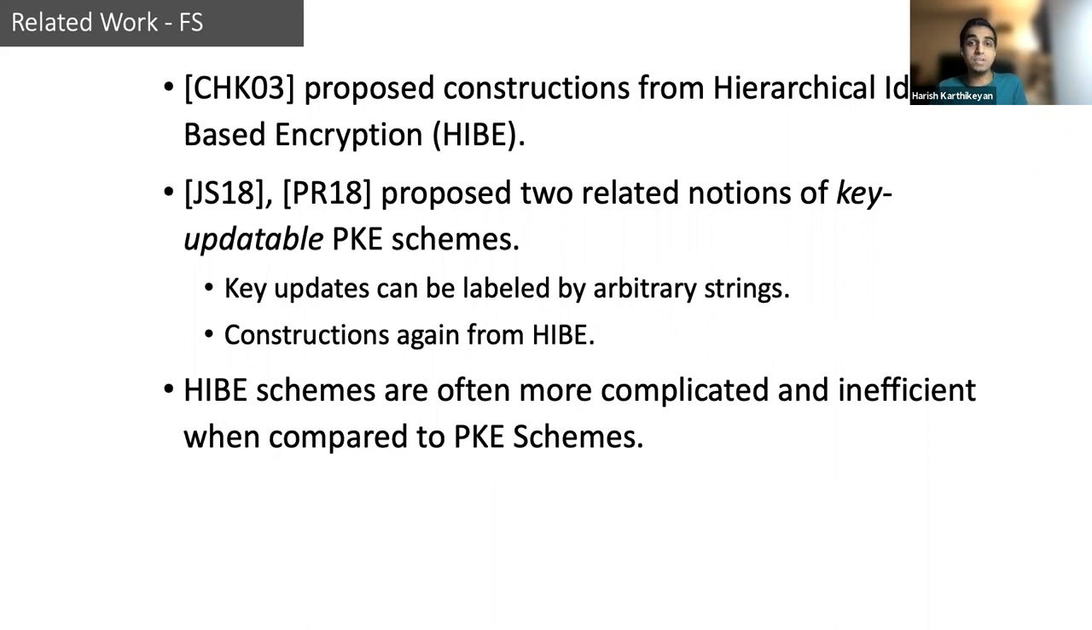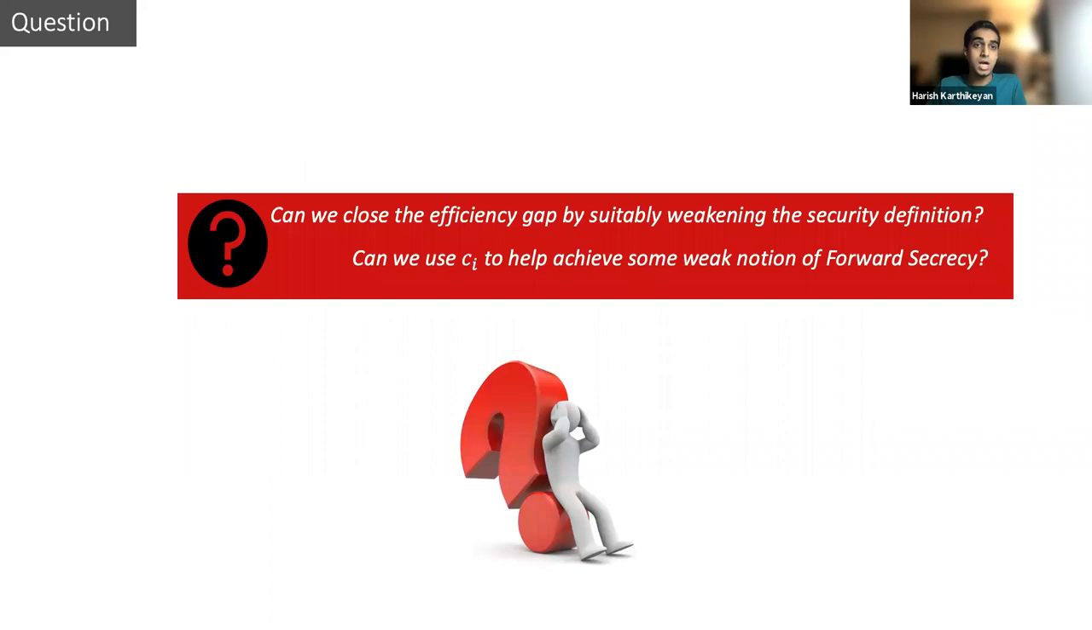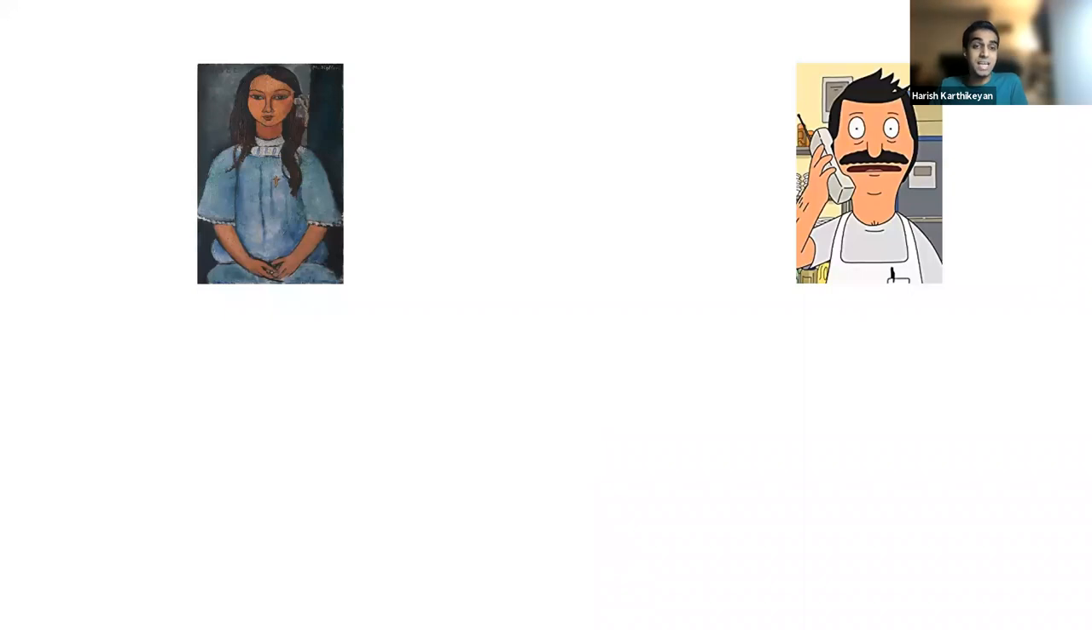So the question we confront in this research is, can we close the efficiency gap by suitably weakening the security definition? Specifically, what we want is to use the ciphertext that the sender is communicating to the receiver to help achieve maybe a weaker notion of forward secrecy. Now, let us take a look at how this would look. The simplest setting to visualize would be the symmetric key setting.